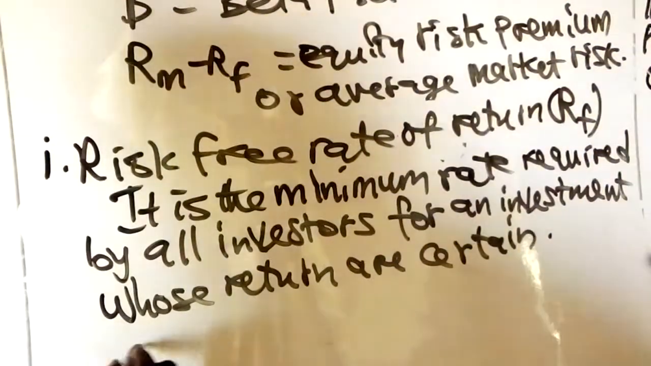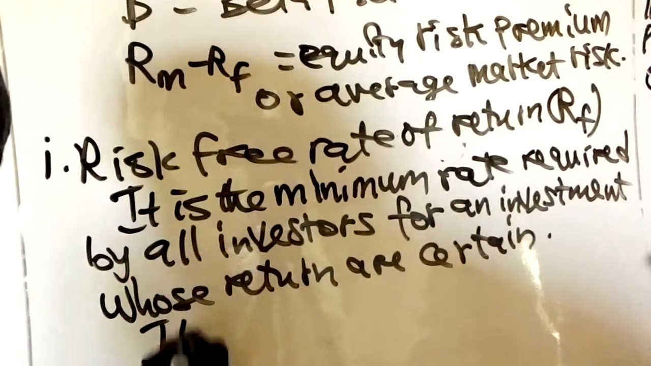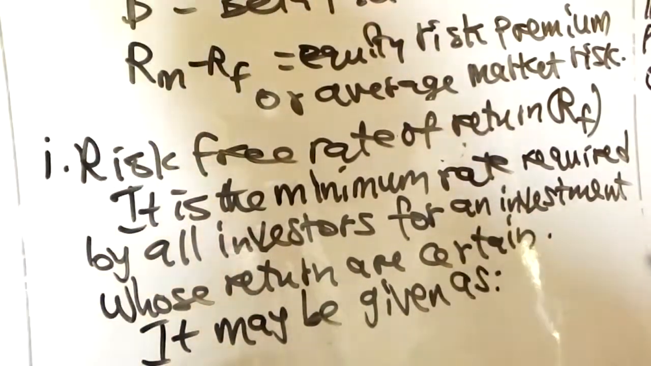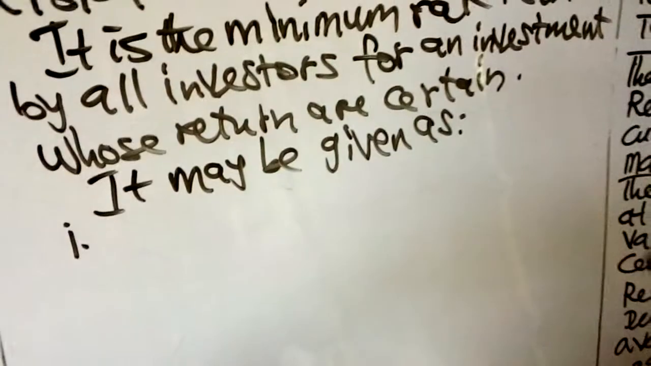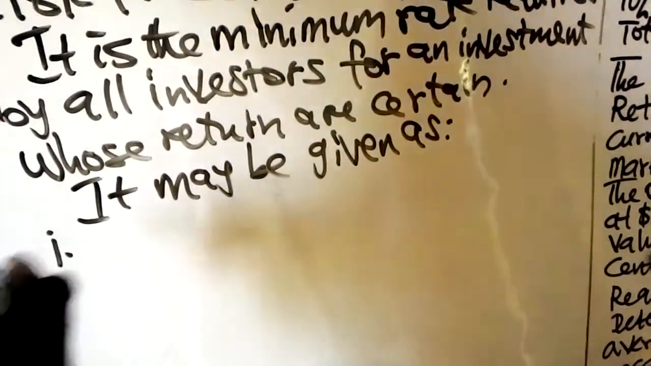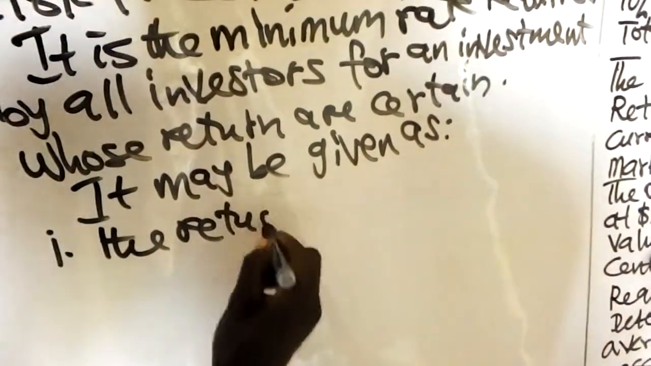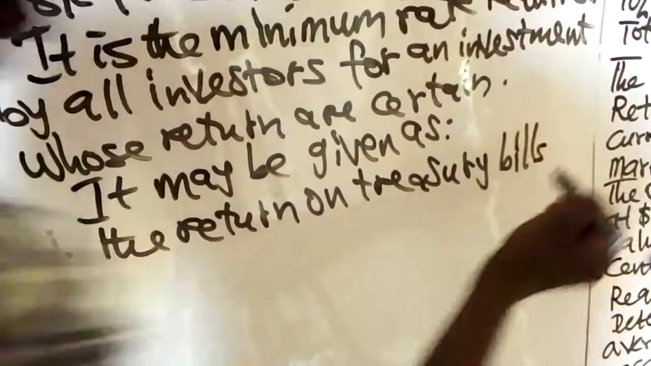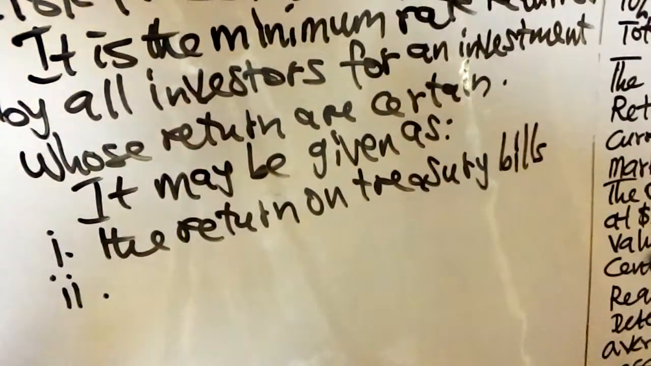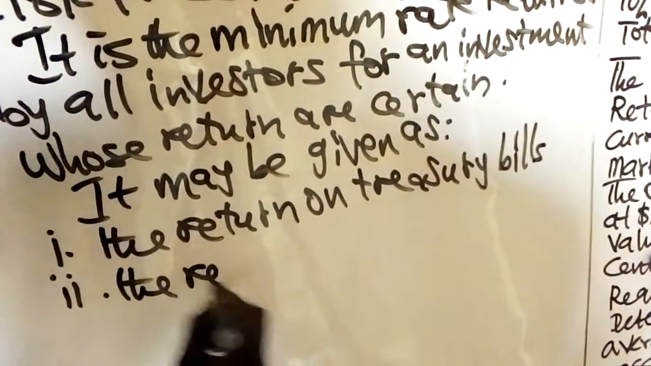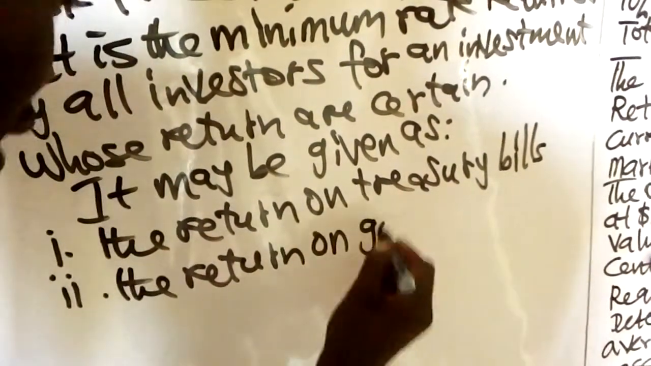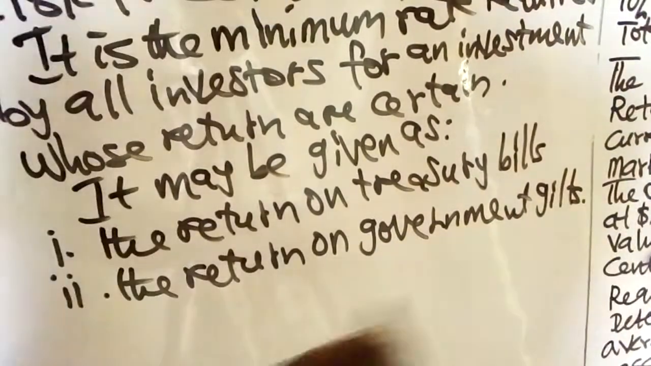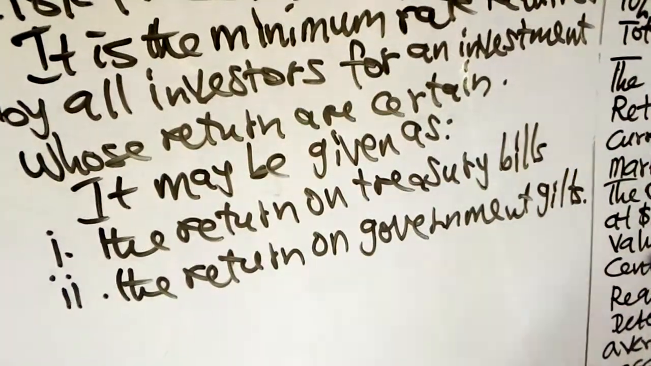In your examination question, your risk-free rate may either be given as the return on treasury bills, or you may be given the return on government gilts. So that is the risk-free rate of return.